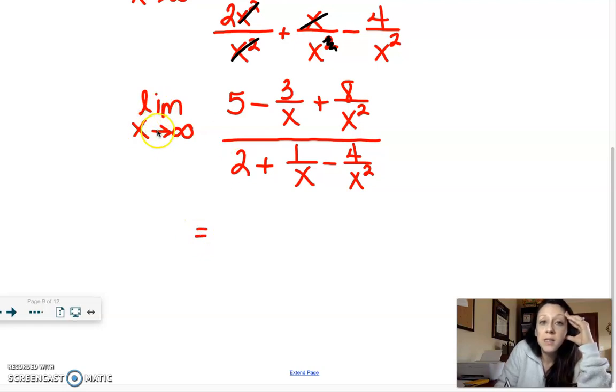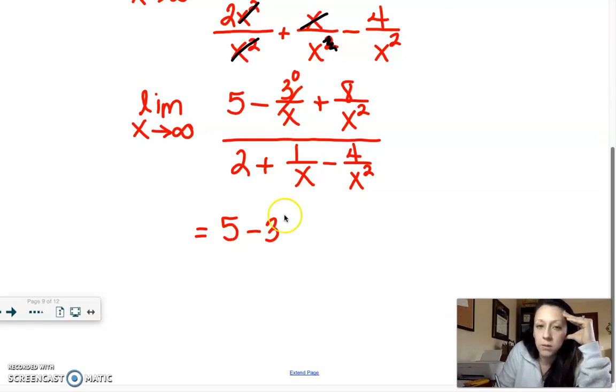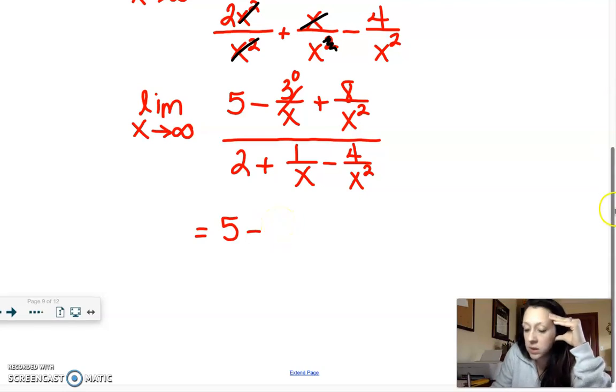So what would be the limit as x goes to infinity of 5? Well, that would just be 5, because that's a flat line that doesn't move. The limit as x goes to infinity for 3 over x. 3 over x is a sister function of 1 over x, that reciprocal function. So if 1 over x is going to equal 0 as we go to infinity, guess what 3 over x is going to do? It's also going to go to 0.